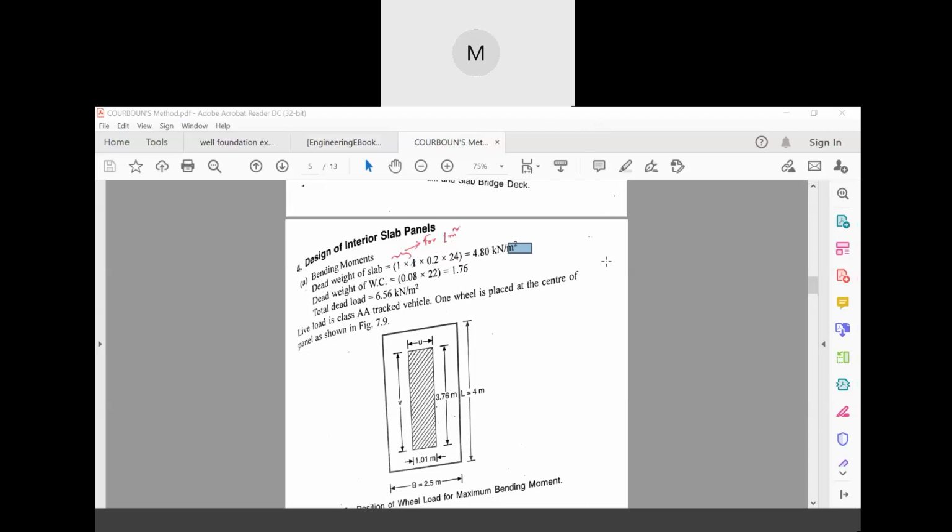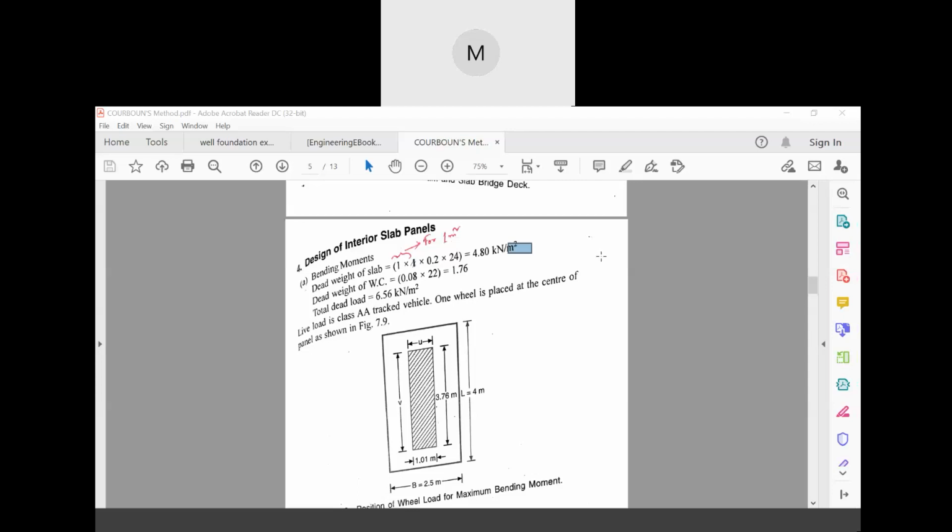So after that, this is 1 by 1, and then 0.2 into 24. 0.2 is the thickness, and 24 is the unit weight. Now for the wearing coat also, 0.08 into 22. I hope this is clear. Now we find the total dead load as 6.56 kilonewton per meter square.